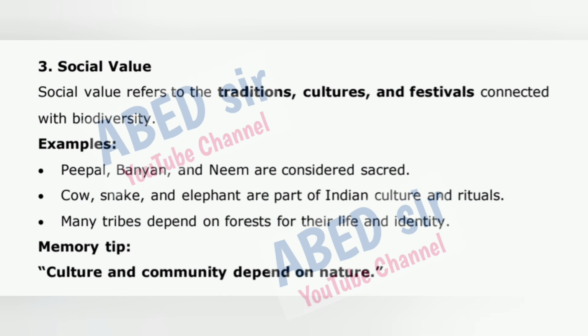3. Social value. Social value refers to the traditions, cultures, and festivals connected with biodiversity. Examples: peepal, banyan, and neem are considered sacred. Cow, snake, and elephant are part of Indian culture and rituals. Many tribes depend on forests for their life and identity. Memory tip: culture and community depend on nature.